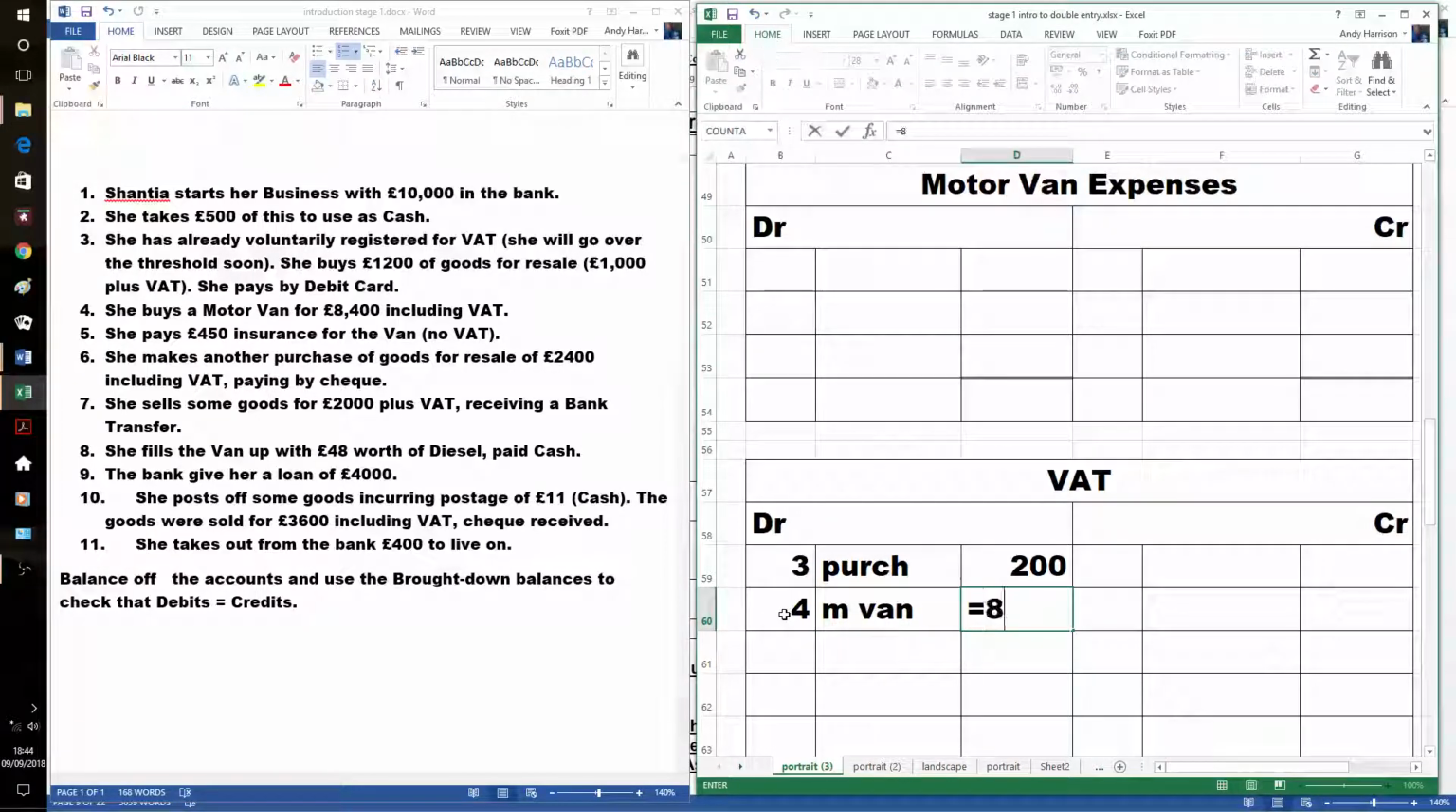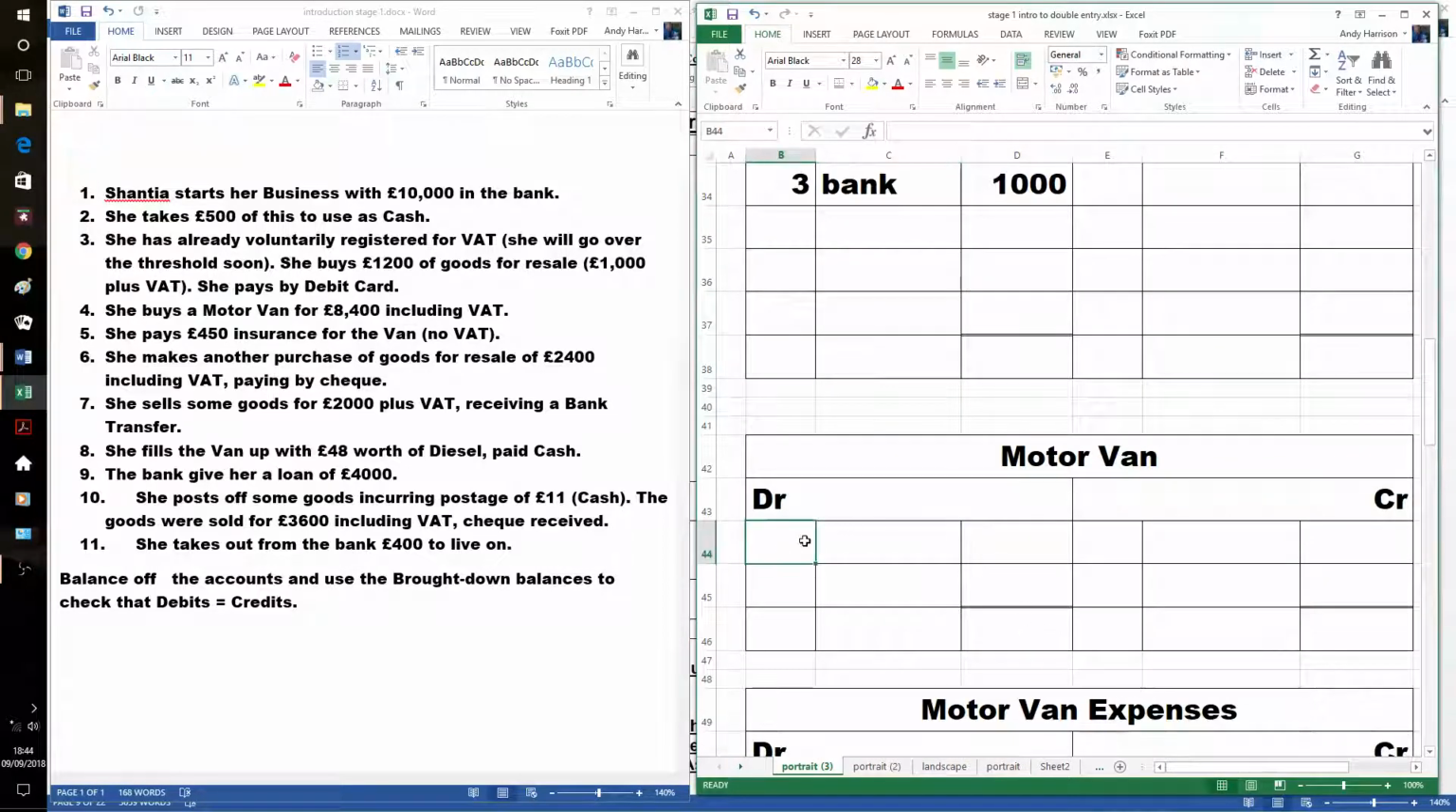If we take the 8,400 divided by 6, working downwards, divided by 5 if we've got the net working upwards. So £1,400 VAT, paid 7,000 net or excluding VAT.